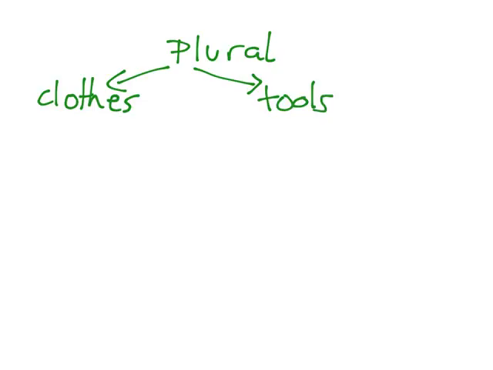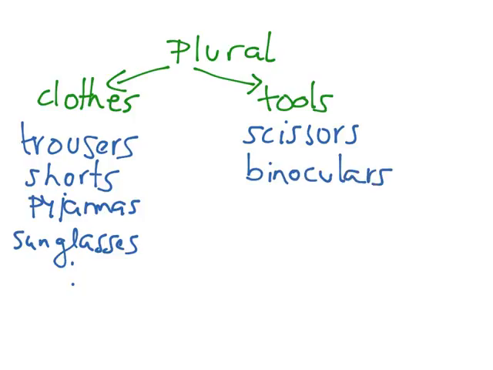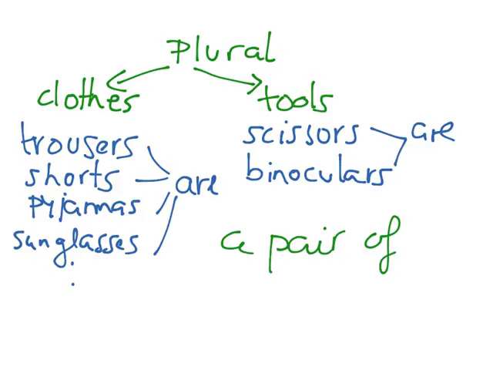So for example, for clothes, so trousers, shorts, these are always plural. Pajamas, sunglasses, etc. Then for tools, we have scissors or binoculars. Okay, you can say the man was watching the train through binoculars. So remember, trousers, shorts, pajamas, sunglasses are. Scissors, binoculars are or have. And also remember, you use this expression, a pair of, with a pair of scissors, a pair of trousers, a pair of shorts, a pair of sunglasses, etc.